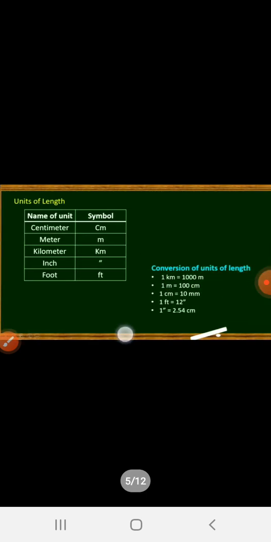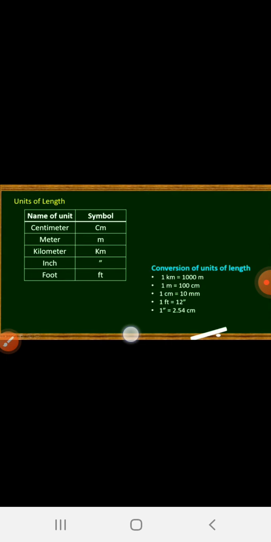Now, units of length, as you all know: centimeter, meter, the standard unit is meter, kilometer, inch, and foot. Now, there are symbols that are used for them. For centimeter, we use cm. For meter, we use small m. For kilometer, we use km. For inches, we use inverted commas. And for foot, we use ft.